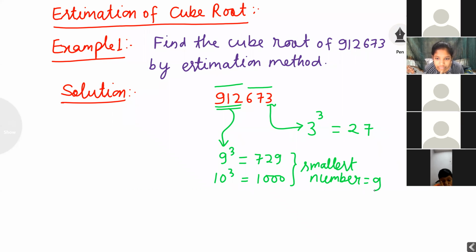Again, listen carefully. Whatever digit I have given, I have made pairs from the right side. After that, I have taken the ones place. The ones place digit is 3. 3 cube is equal to 27.